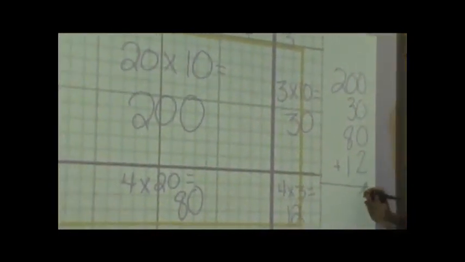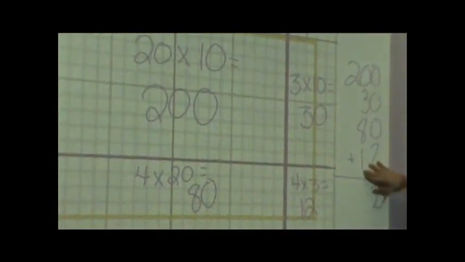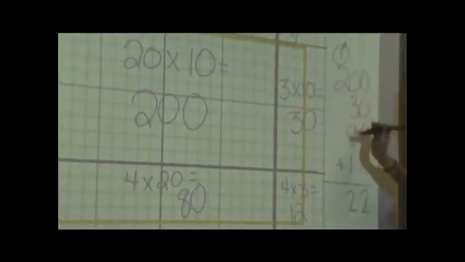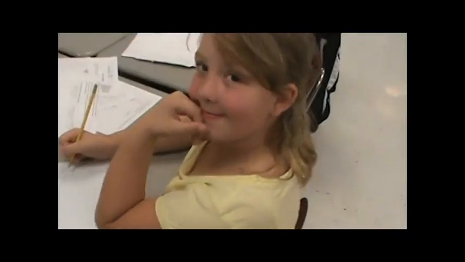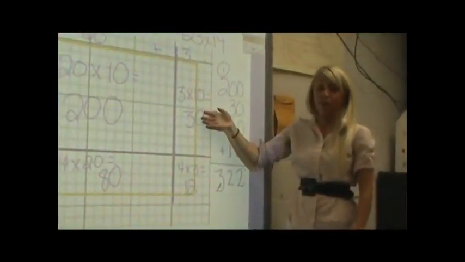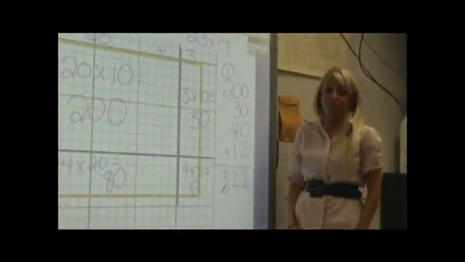So over here, my ones place, I have 2. My tens, I have 12. And then I end up with 300. And now I have found that the product of 23 times 14 is 322. That is how students are using graph paper arrays to solve two-digit multiplication problems.